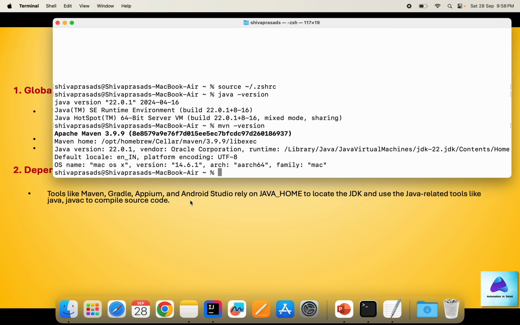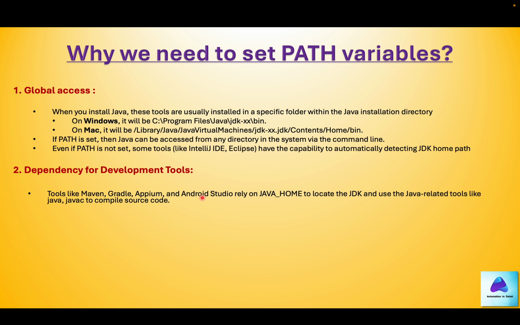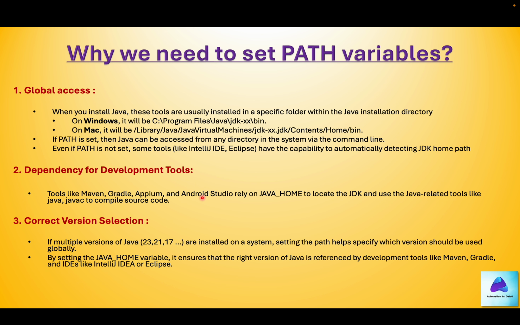Now similarly, let's go to the next point, that is correct version selection. Now what it says is that if multiple versions of Java are installed in your system, setting the path helps specify which version should be used globally. And by setting this variable, it ensures that the right version of Java is referenced by the development tools like Maven, Gradle, and IDEs like IntelliJ or Eclipse.